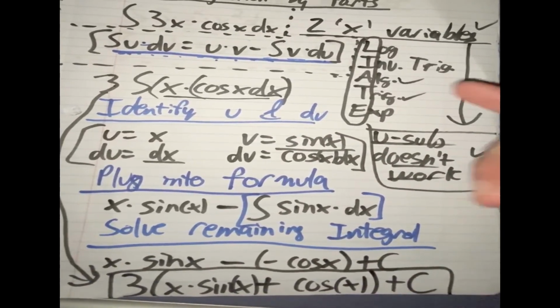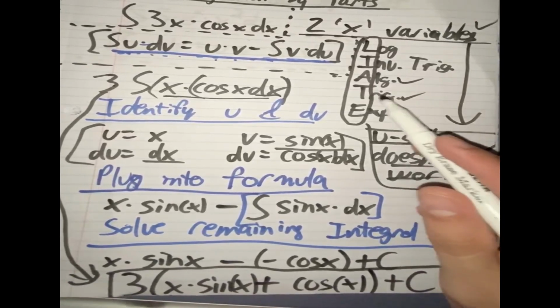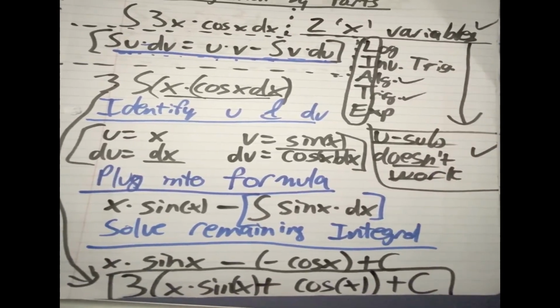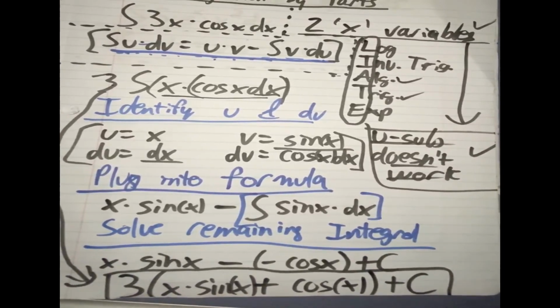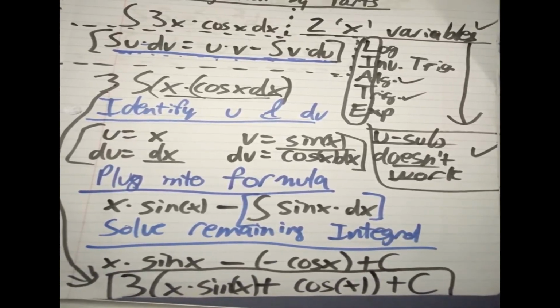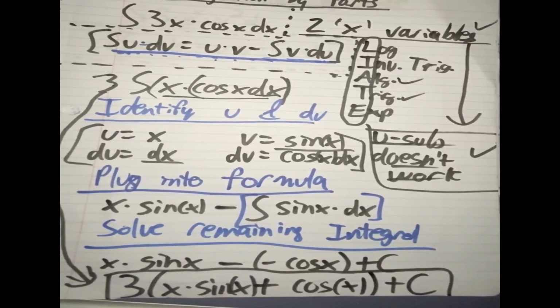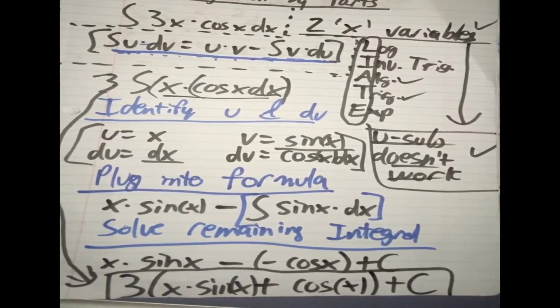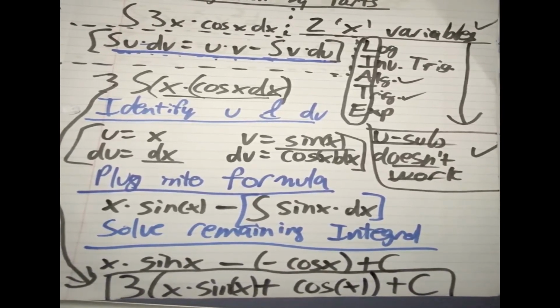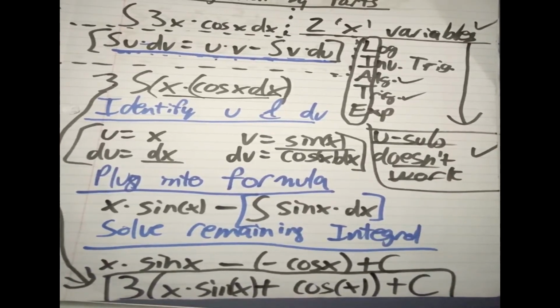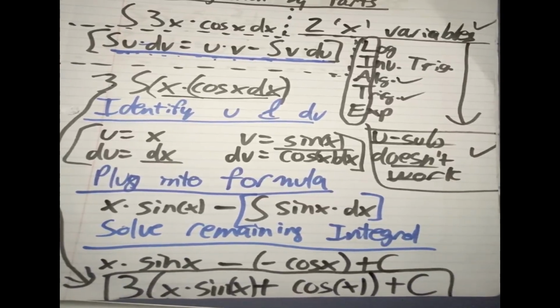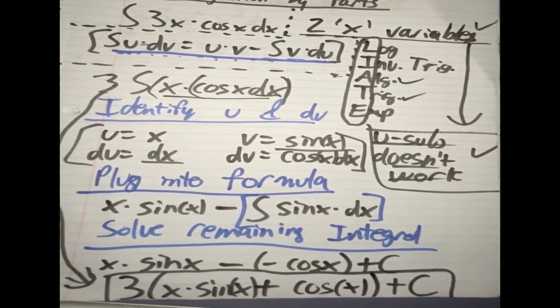Now, what if we're tied? What if we have two functions that are both the same? Then that means either u substitution works, or you can probably simplify them. If you have two logs, you can simplify them using log properties. If you have two algebraic expressions, or two trig functions, or two exponentials, then you can definitely simplify them. That's the case if you have two that are equal in ranking, which is almost never going to happen.